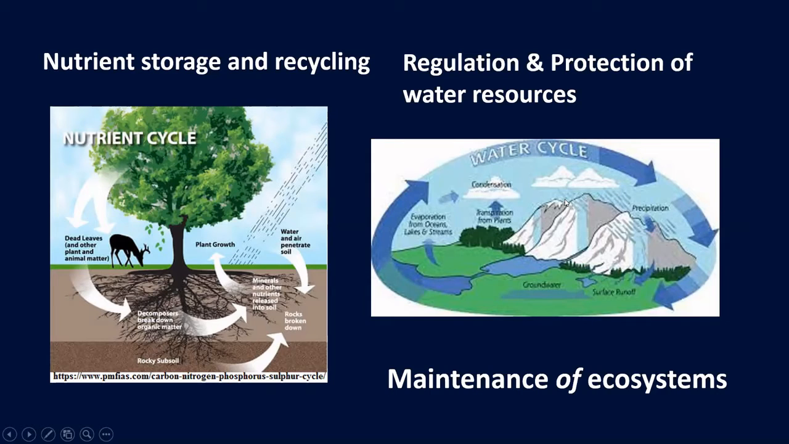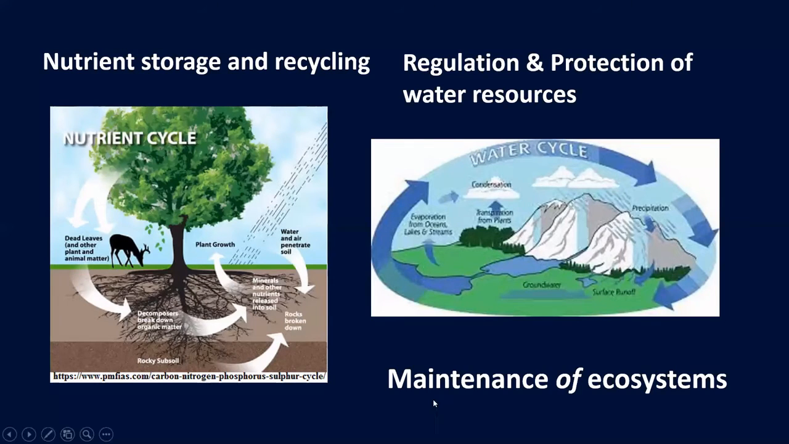Likewise, for the regulation and protection of water resources, plants, through transpiration, release a huge amount of water vapor into the atmosphere, along with water evaporated from the oceans and other water bodies, and they contribute to the water cycle. That's how they also maintain nutrient storage, and all these nutrients as well as water are recycled.